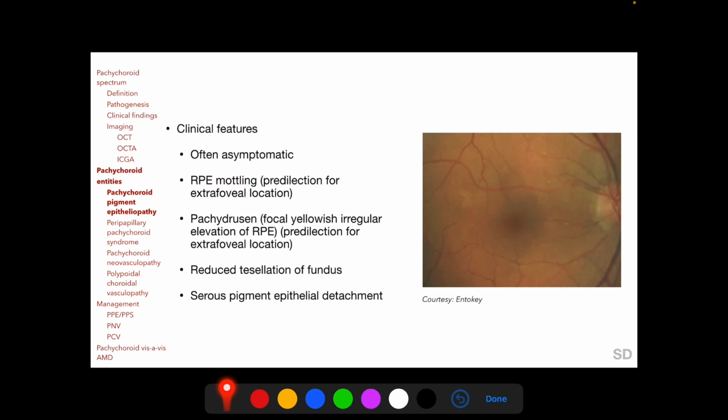Both RPE mottling and pachydrusen in pachychoroid have a predilection for extrafoveal location as compared to drusen and RPE changes in AMD, which have a predilection for fovea. In pachychoroid, there is a reduced tessellation of the involved area of fundus, as seen here in this photograph.